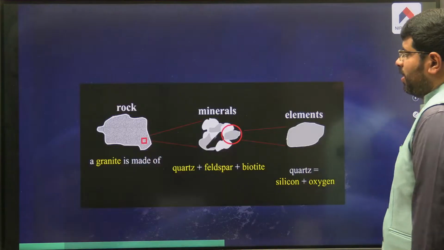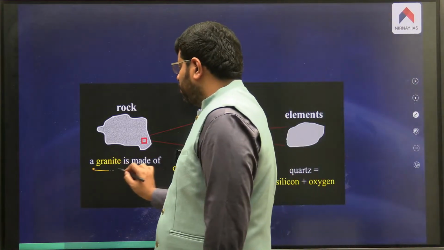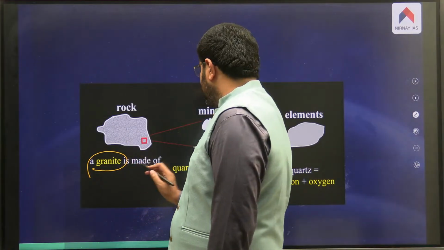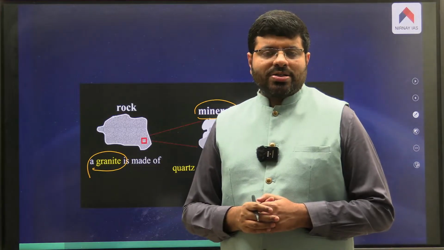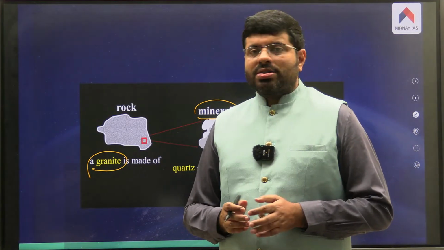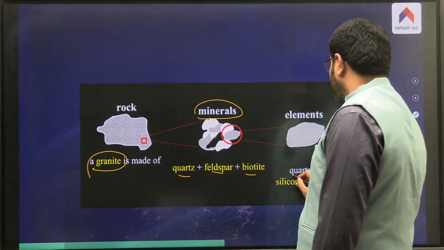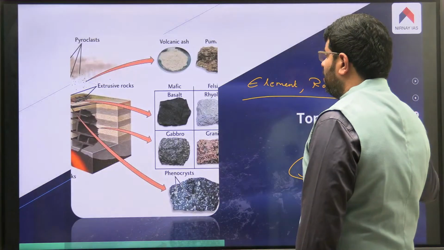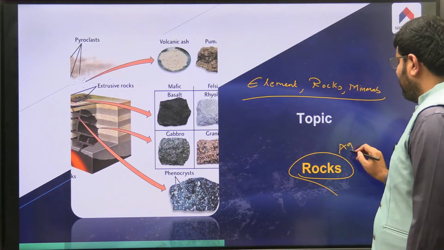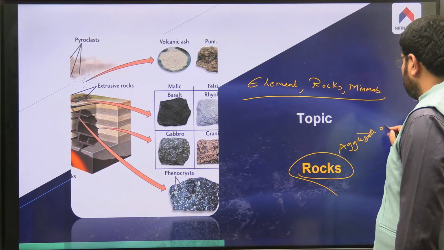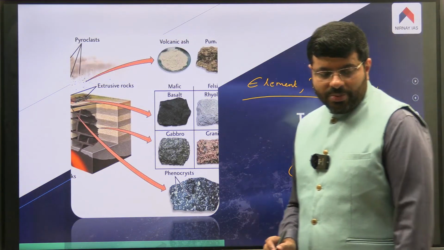Okay, let me explain. You take a certain rock, a granitic rock. A granitic rock is made up of various minerals. Combinations of minerals is what we call rocks. Rocks are aggregate of minerals. And the minerals are combinations of multiple elements. So you have elements. Rocks are nothing but what? Aggregate of minerals. Rocks are simply aggregate of minerals.